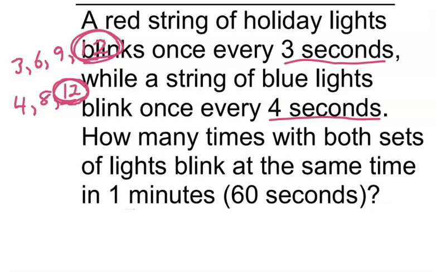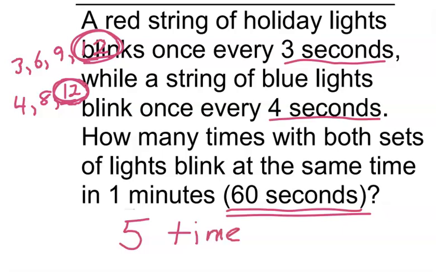Now, in between those 12 seconds, they're going to blink interspersed and not at the same time. But how many times does 12 go into 60 seconds? Well, the answer is 5 times. Okay, so on 5 different occasions in that minute, both the red lights and the blue lights are going to blink at exactly the same time. Other than that, they are not going to be blinking at the same time.